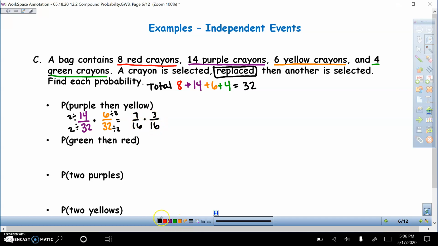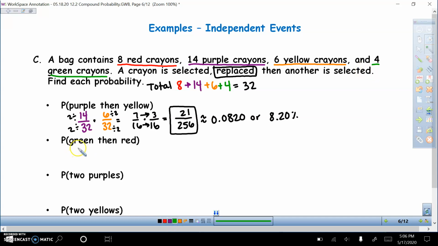So now I go ahead, I multiply numerator times numerator, denominator times denominator, and I get 21 over 256. Or as a decimal, that would be approximately 0.0820. Or as a percentage, take that decimal, move it 2 to the right to get 8.20%. Let's look at the probability of a green and then red.